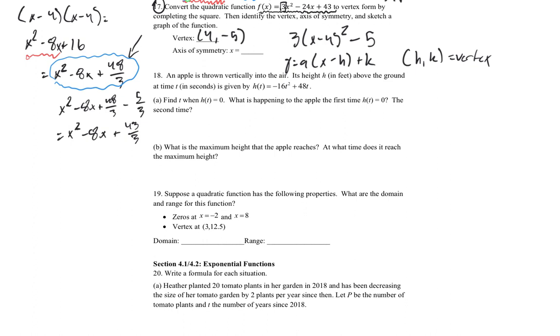Axis of symmetry. Axis of symmetry should just be the x-coordinate of the vertex, if you recall. So, what's the x-coordinate of the vertex? Well, it's 4. So there's our axis of symmetry.